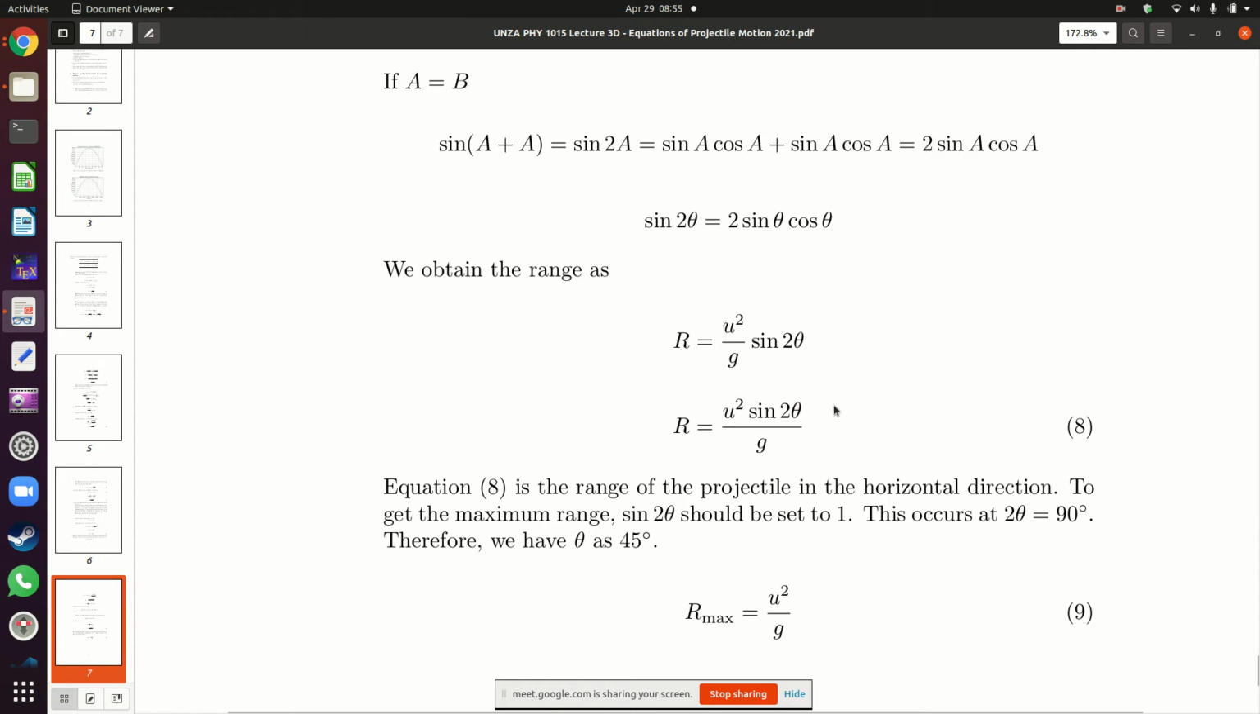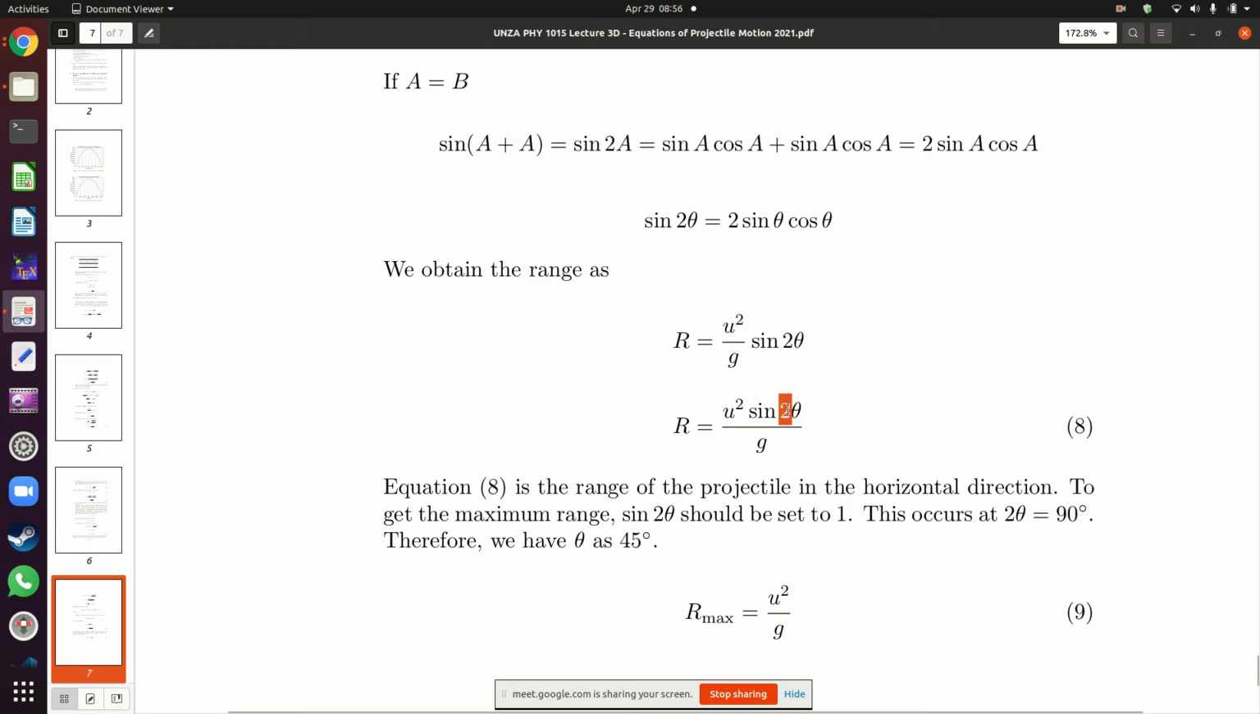Now, if you are interested in something called maximum range, then this sine 2 theta, this 2 theta, needs to be equal to 90 degrees. Because when 2 theta is equal to 90 degrees, then sine 2 theta is going to be equal to 1. And sine only has a maximum value of 1. The rest of the time, the value it has is less than 1.